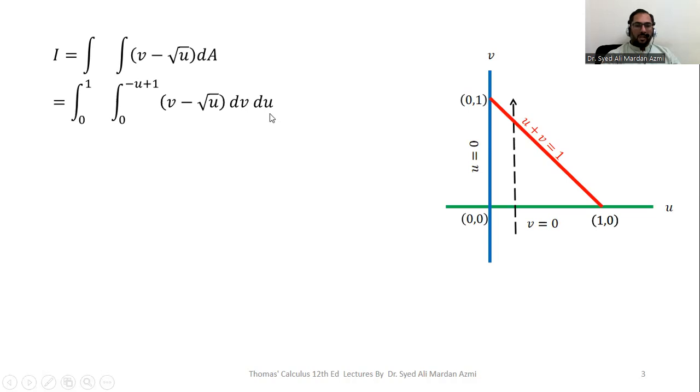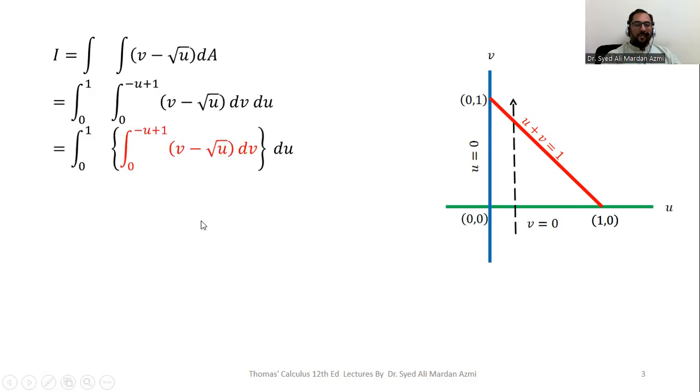For outer variable, we will check the range of our region for that particular axis. As u is our outer variable, we will check the range of our region along the u-axis. Along u, our region starts from origin and ends at 1, 0. At this point, 1, 0, the value of u is 1. And at the origin, the value of u is 0. So our outer limit will be 0 to 1.